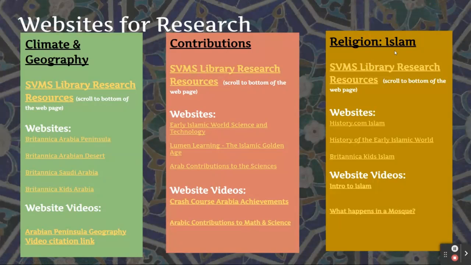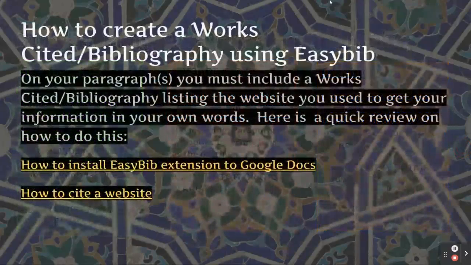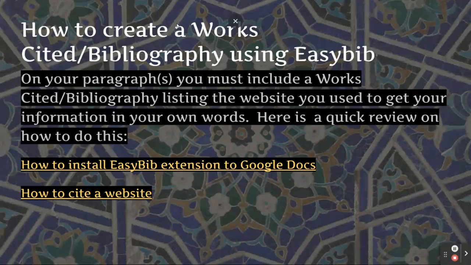And then if you're doing your paragraph on the religion of Islam, you can choose any one of these websites or any one of these videos and watch it, or read it, get the information you need, include it in your paragraph, and then cite it. And we'll talk about how to do that soon. Summarizing, paraphrasing, and quoting. Here's some information about why it's all so important to do those things. And then finally, here's how to create a works cited and bibliography using EasyBib.